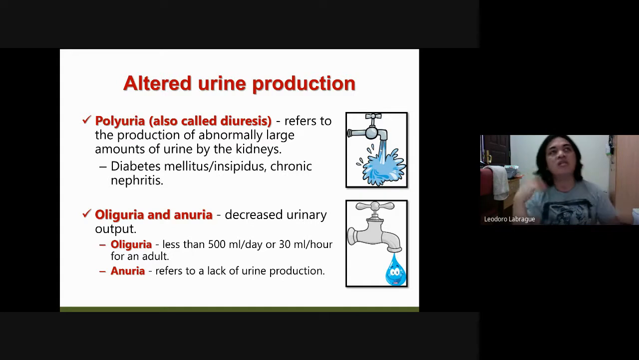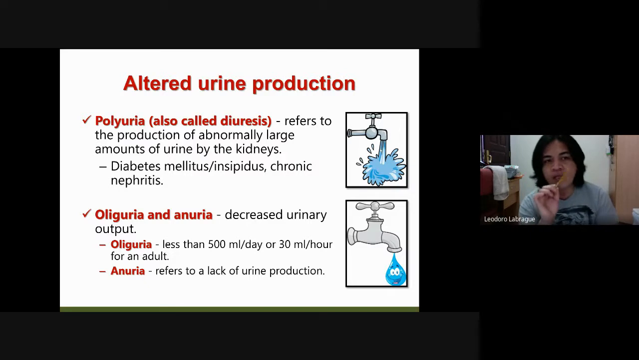Now that you have identified the different factors that affect urination, I'm going to present to you the common conditions or alterations in urine function. What are the common problems related to the urinary system that you can observe among your patients when you go to the hospital? The first one is polyuria.